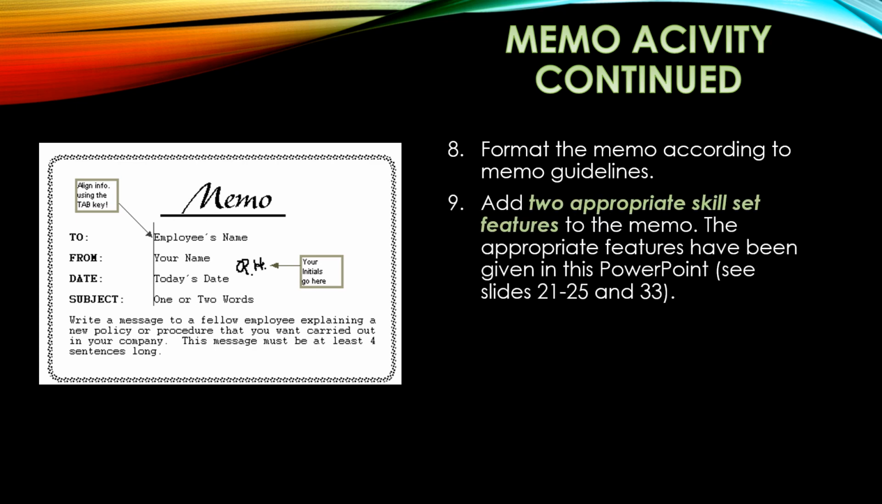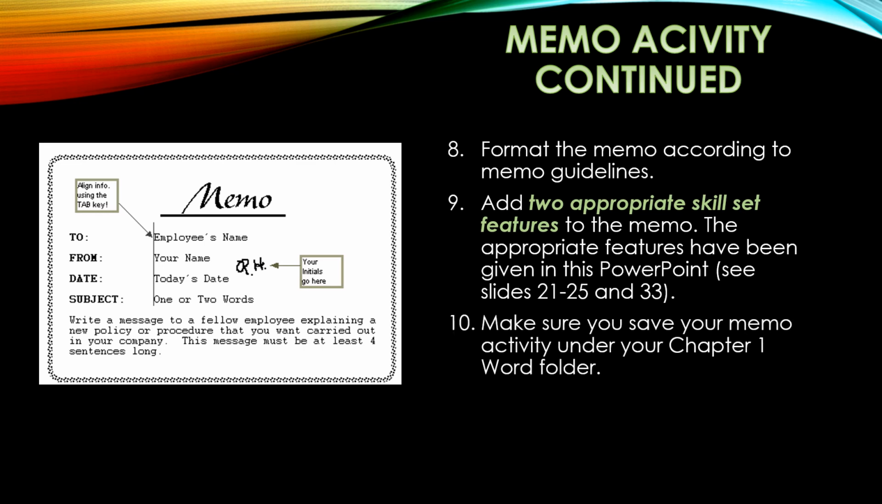When you are done formatting the document, add 2 appropriate skill set features to the memo. The appropriate features for a memo have been given in this PowerPoint. See slides 21 through 25 and slide 33. Make sure you save your memo activity underneath your Chapter 1 Word folder.